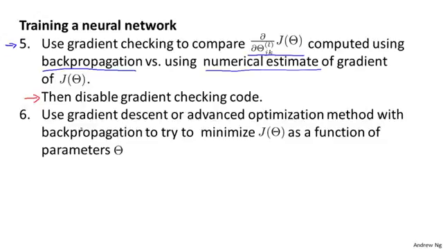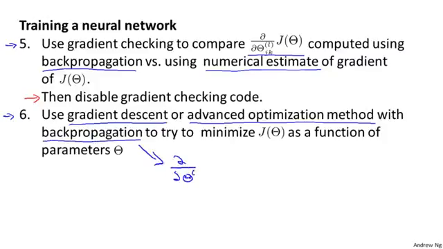And finally, we use an optimization algorithm such as gradient descent or one of the advanced optimization methods such as LBFGS, conjugate gradient, as embodied in fminunc, or other optimization methods. We use these together with backpropagation. Backpropagation is the thing that computes these partial derivatives for us. So we know how to compute the cost function, and we know how to compute the partial derivatives using backpropagation. So we can use one of these optimization methods to try to minimize J of theta as a function of the parameters theta.